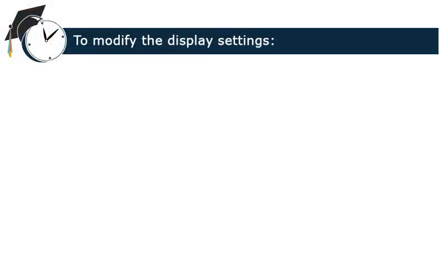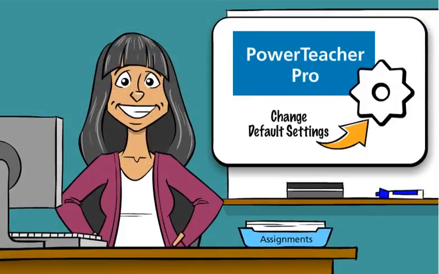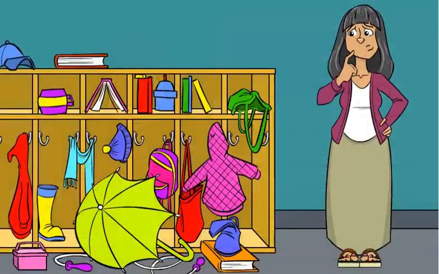Remember, to customize how class names, grades, and student names appear in PowerTeacher Pro, first click Settings, then choose Display Settings. Modify the settings to suit your needs, then click Save. Now you can view the class names, grades, and student names in PowerTeacher Pro in the way that is most useful for you. And you don't have to see things that you don't use. If only tidying up after your first graders was that easy.